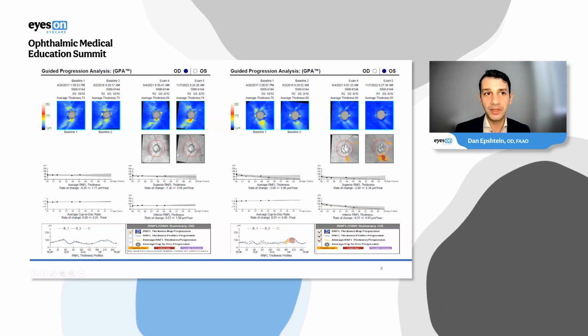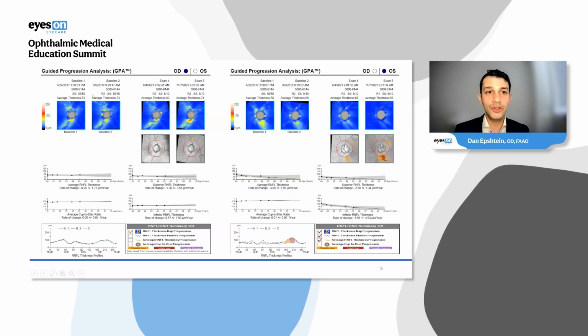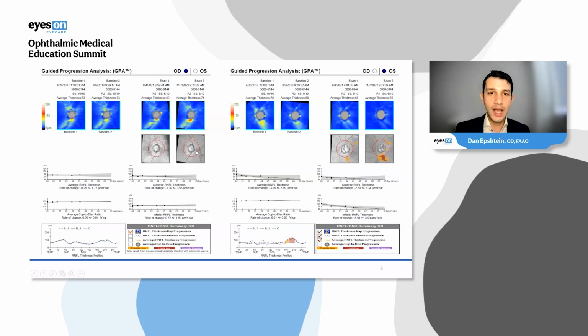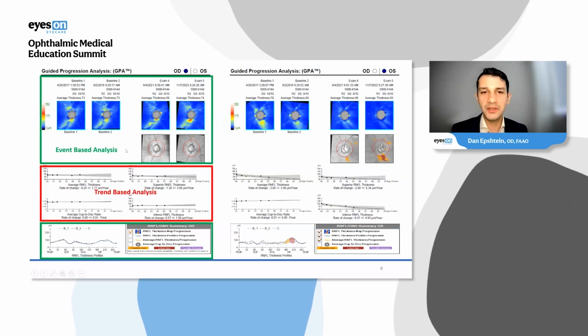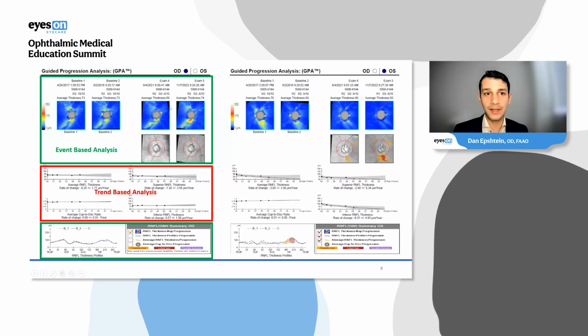And when we look at the OCT, we have the guided progression analysis. And you can do this on all your optic nerve head scans. What the GPA analysis does is it takes your first two optic nerve head scans and creates a baseline. Now, every subsequent scan is going to be compared to that baseline. And you could do the comparison a few ways. You could do an event-based analysis, which is basically going to look for statistically significant changes in your scan of that day compared to previous scans and that baseline.